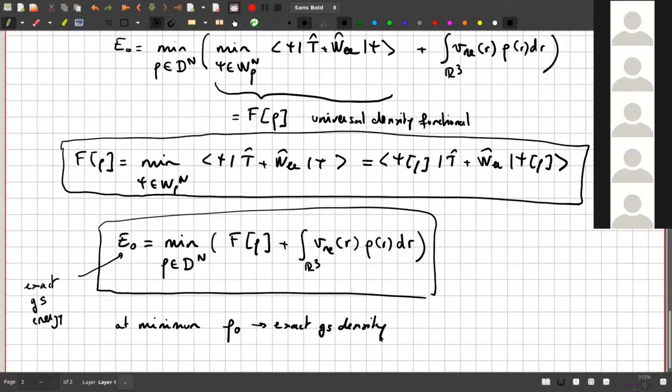Well, it is not a unique quantity if the ground state is degenerate; you are going to find one of the ground state densities. Okay.